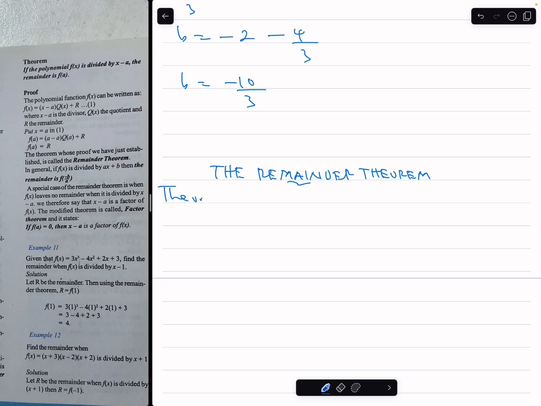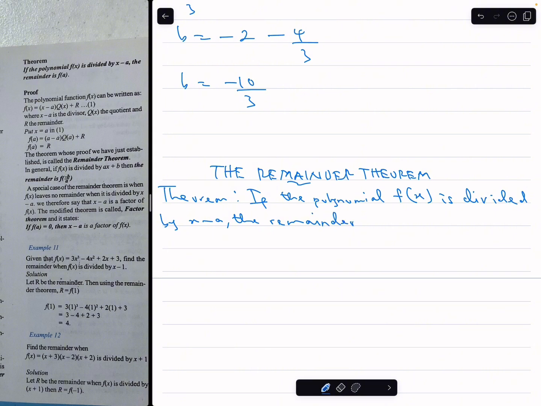Let's write the theorem. If the polynomial f of x is divided by x minus a, the remainder is f of a.